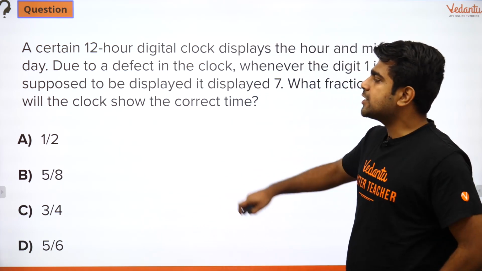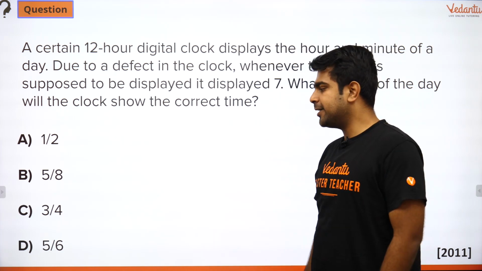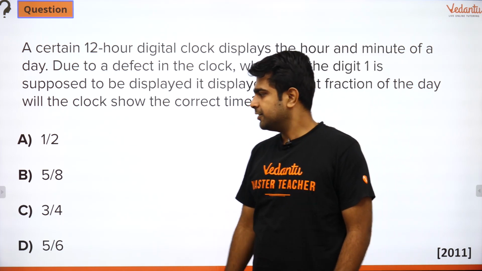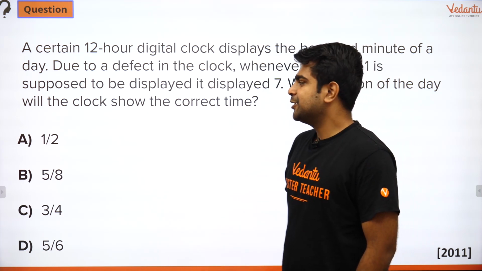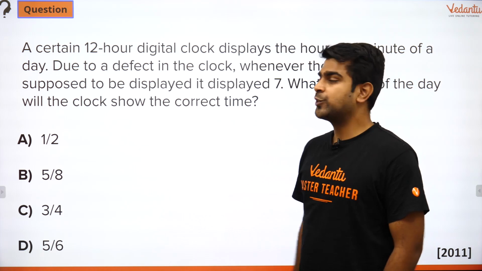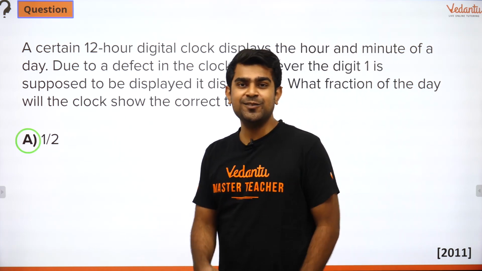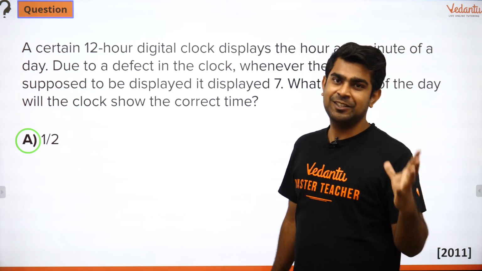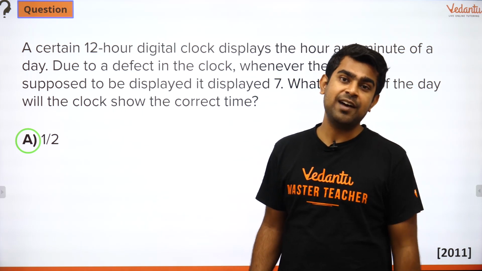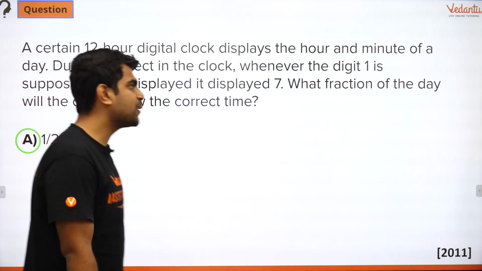Okay. So what is the answer for this? Any idea? Is it 1 by 2 or 5 by 8 or 3 by 4 or 5 by 6? Guesses? Nope. So guys, the correct answer for this question is going to be half. Surprisingly, half of the day is gone just because of one number's change. Just because of one number's change, you are going to have wrong time being shown half the day. Okay, so now let's see. Let's try to solve it. It's a good one.